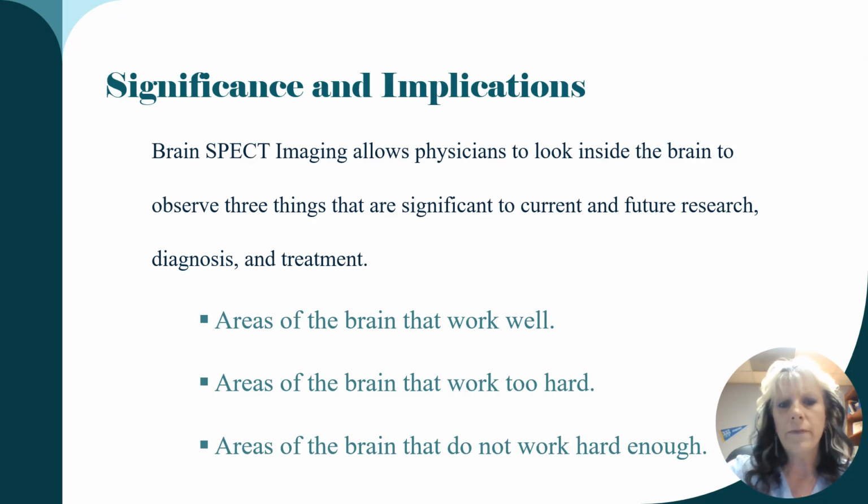Now, what are the significance and implications of brain SPECT imaging? Well, brain SPECT imaging allows physicians to look inside the brain to observe 3 things that are significant to current and future research, diagnosis, and treatments. It looks at the areas of the brain that work well. It looks at the areas of the brain that work too hard, and it looks at the areas of the brain that do not work hard enough.